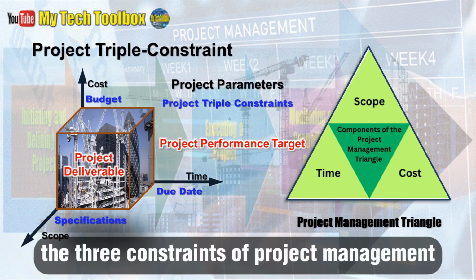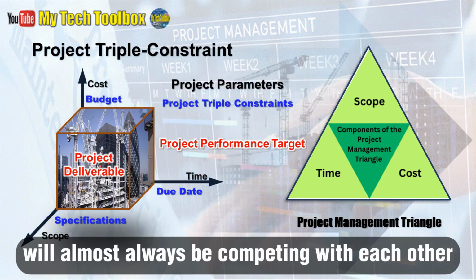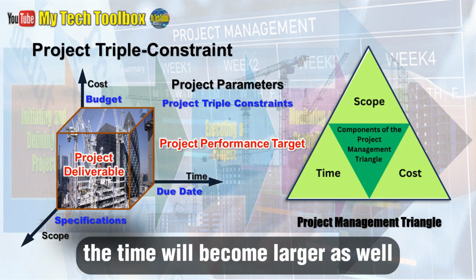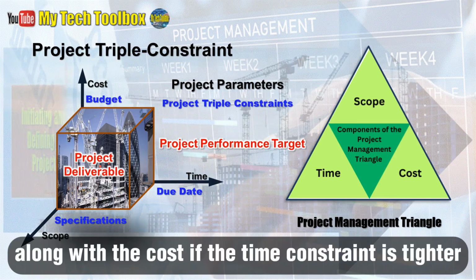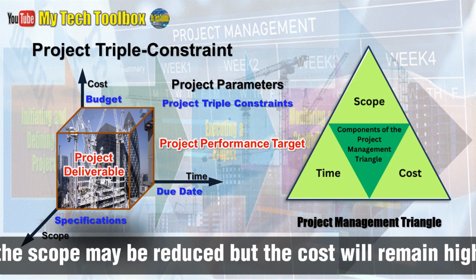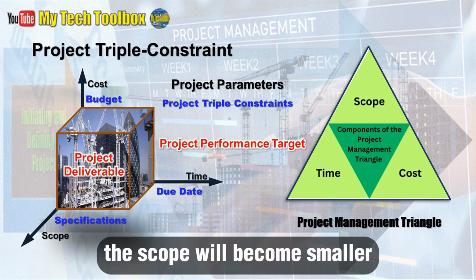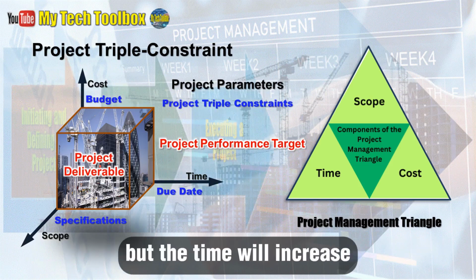The three constraints of project management will almost always be competing with each other. If a team decides to enlarge the scope of a project, the time will become larger as well, along with the cost. If the time constraint is tighter, the scope may be reduced, but the cost will remain high. If the team should decide to tighten the budget, the scope will become smaller, but the time will increase.